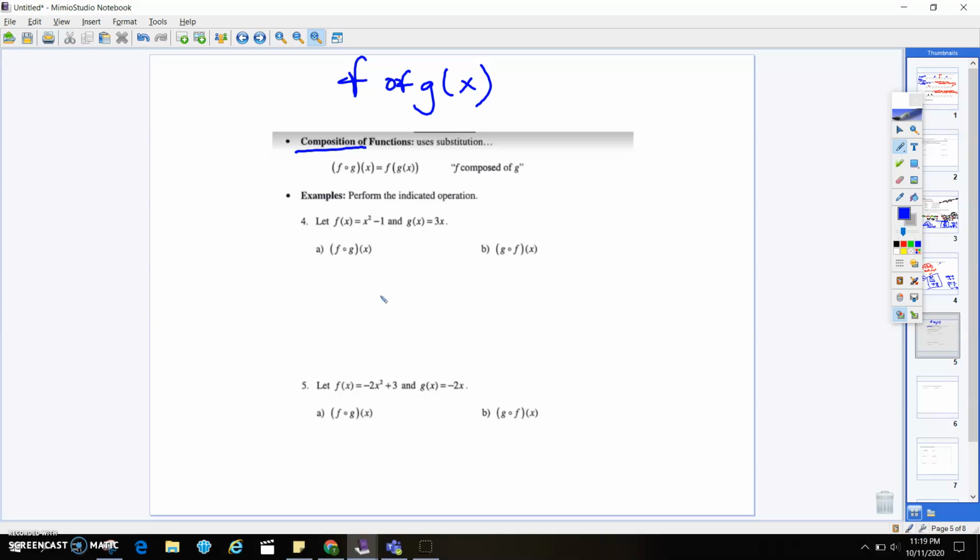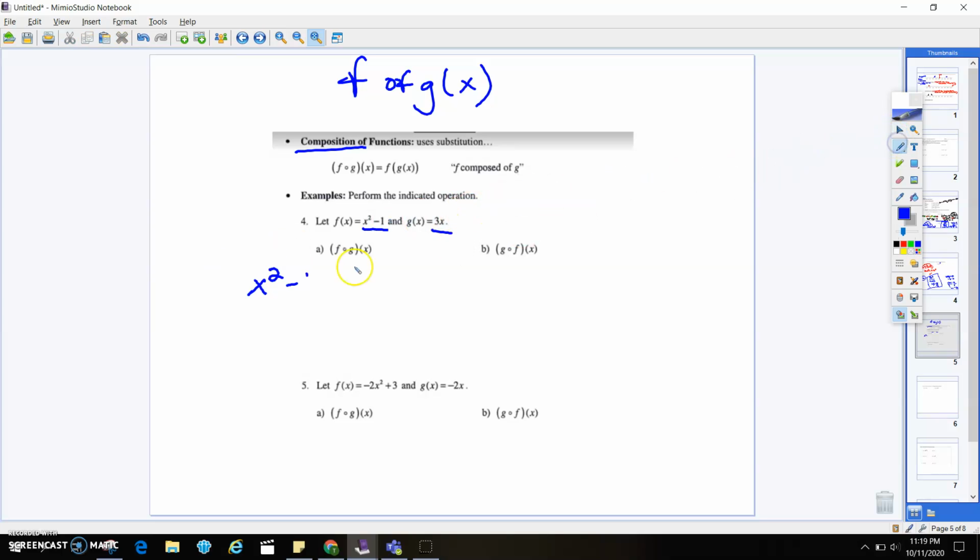Okay, so in the first example, what's going to happen is you're going to start off by putting the first function down first. So you've got x squared minus 1 is your f, and 3x is your g. So we're going to write out x squared minus 1.